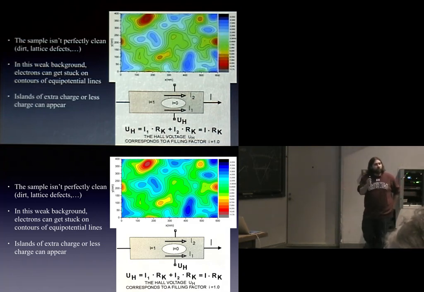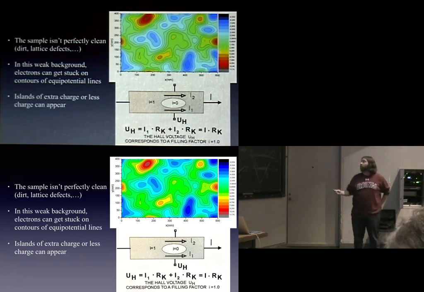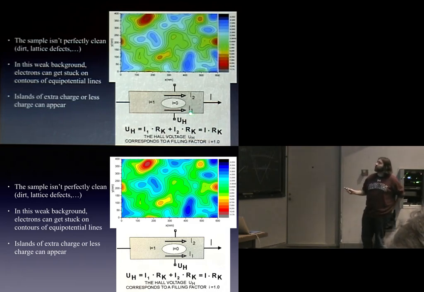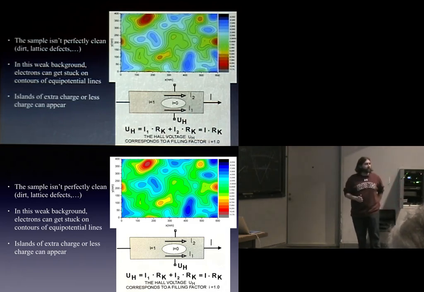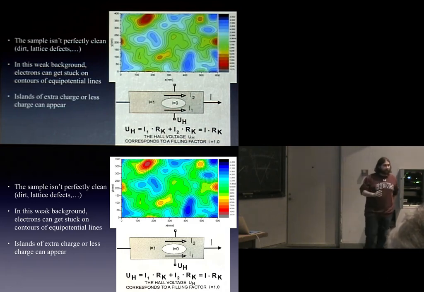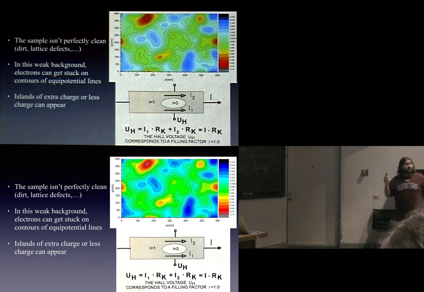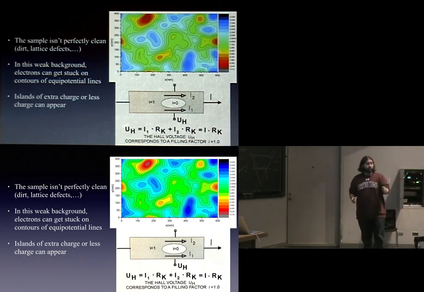And so even though I'm not quite sitting at the precise value, the Hall resistance that I measure doesn't care about the effect of this electron, and it looks as if it had been a perfect sample at precisely the right magnetic field.